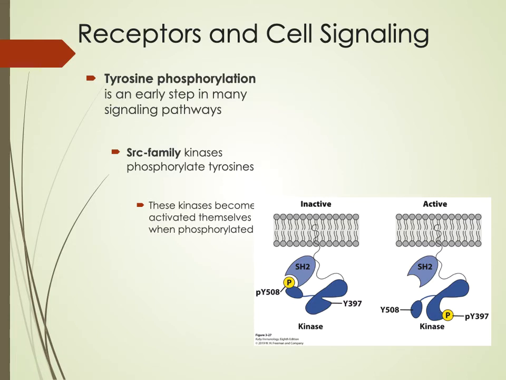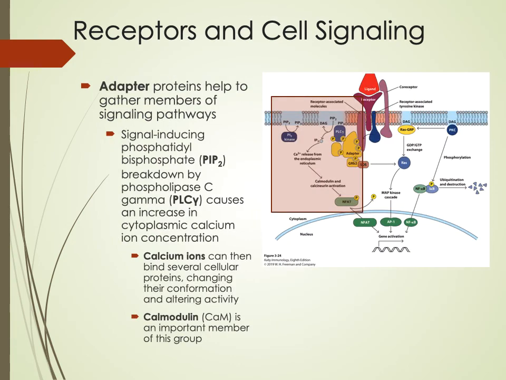So we can also have Src family kinases that phosphorylate the tyrosine. These kinases are going to become activated themselves when phosphorylated. And then in these cell signaling pathways, we also have adapter proteins. The adapter proteins help to gather the different members of the cell signaling pathway. So, we have PIP2 and PLC gamma, and our adapter protein is going to kind of hold these in locations so that they're nearby each other.